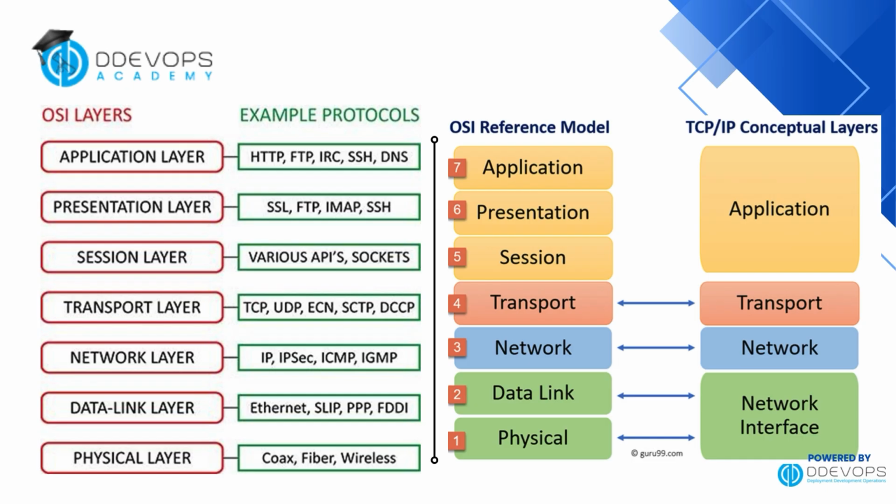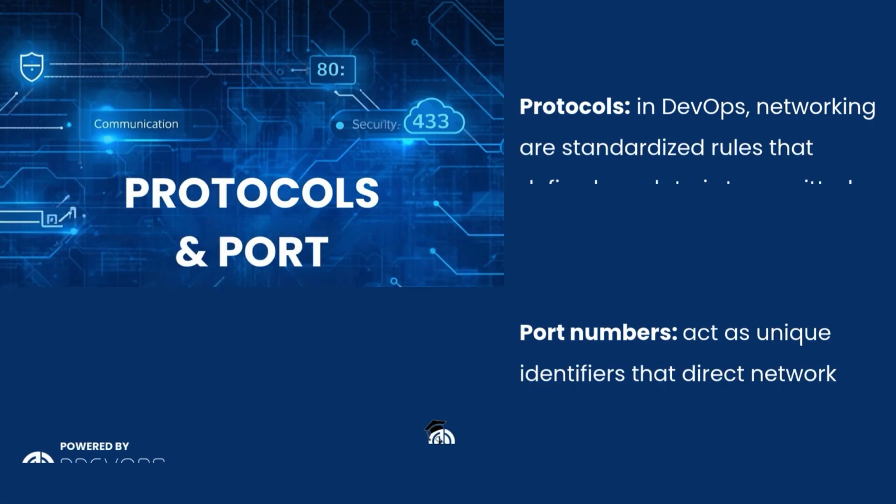Now, when we compare this to the TCP/IP model, it has 4 layers: application, transport, network, and network interface, which combine the functions of the OSI layers into a simpler structure. Both models describe how data moves from one device to another, layer by layer, ensuring smooth and reliable communication across networks. Protocols and port numbers.